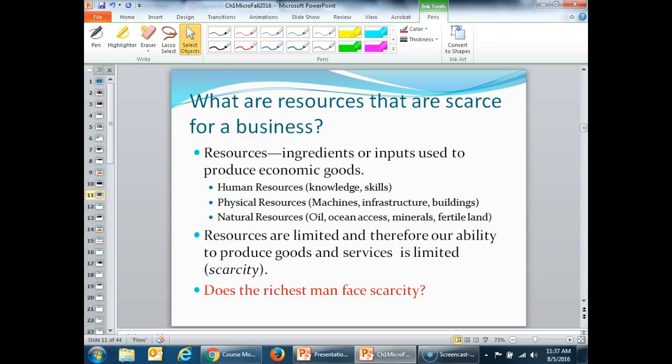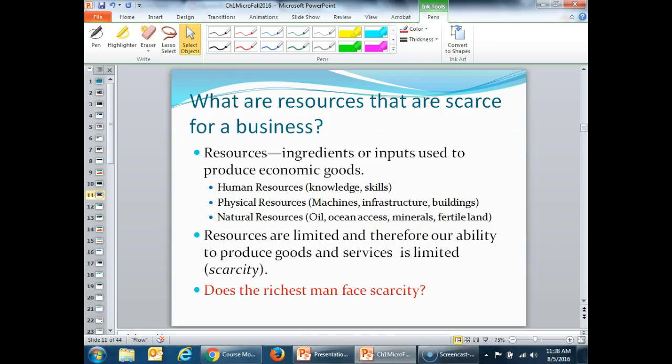So we have human resources. Those are things like knowledge and skill. Physical resources, things like machines, infrastructure, buildings. Natural resources, that's anything that comes from the earth or land, sky, etc. So that might be ocean access, oil, minerals, fertile land, things of that nature. So resources are limited, and therefore our ability to produce goods and services are limited, and that means that we have scarcity with regard to resources, and we're still trading off what should we produce with these resources.